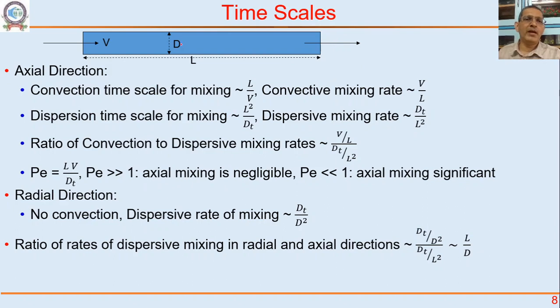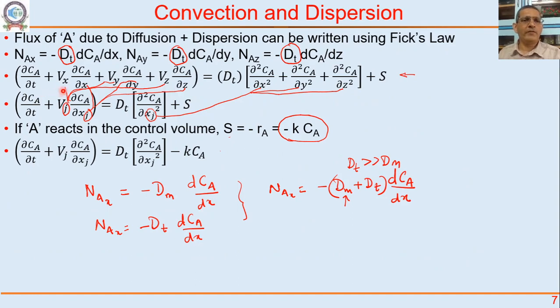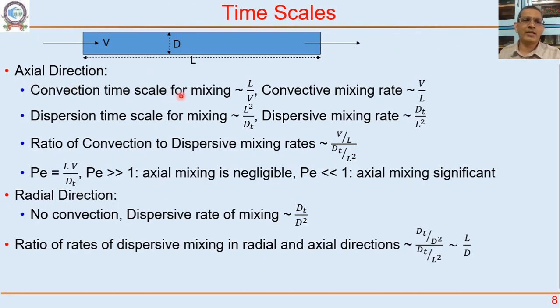Let's go forward. Imagine now we have this reactor, let's say a tubular reactor. Let's say V is the average velocity, D is the diameter, L is the length. Now we can make things dimensionless in this equation, or we can simply ask what is the convection time scale for mixing. It is L/V. Convective mixing rate would be V/L. Dispersive time scale for mixing is L²/D_T in the axial direction. Dispersive mixing rate is D_T/L² in the axial direction.